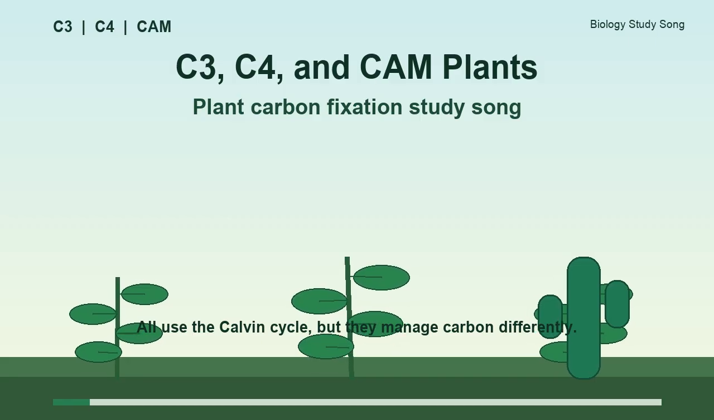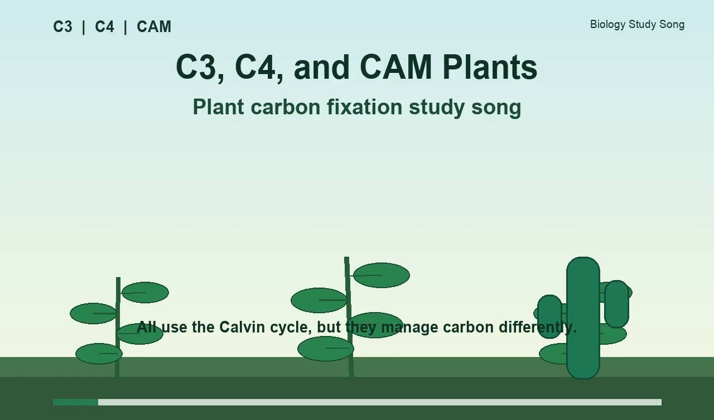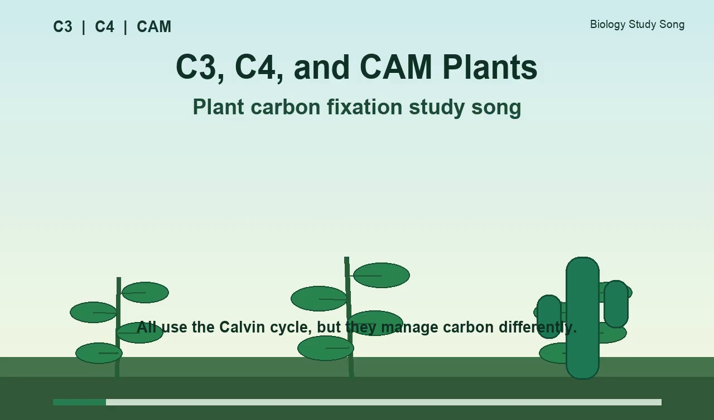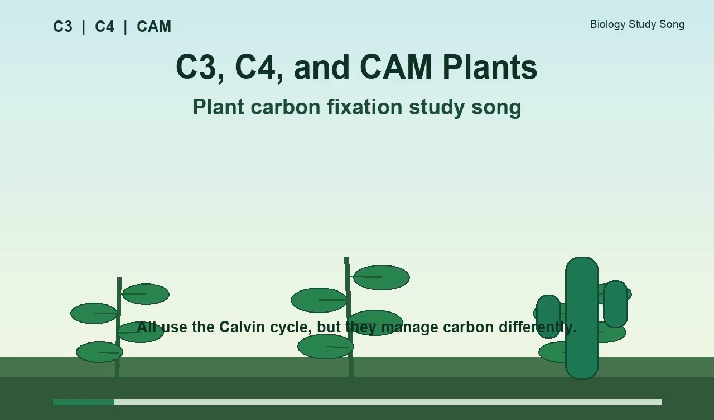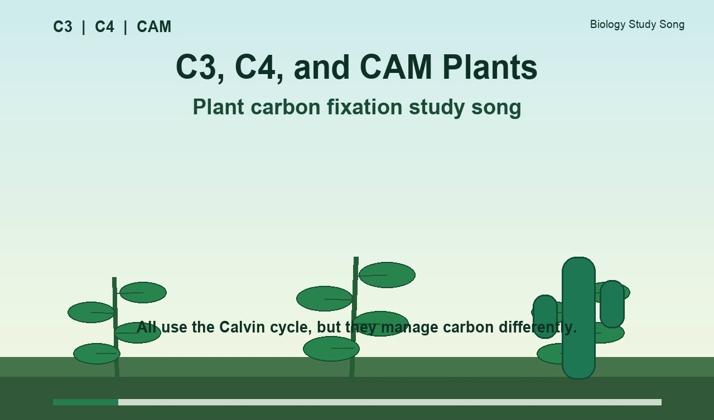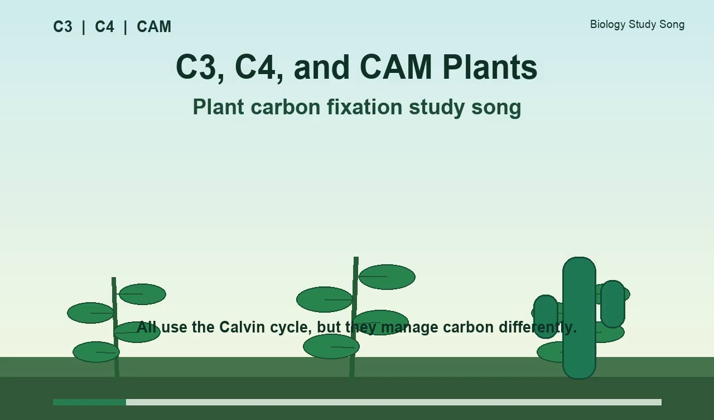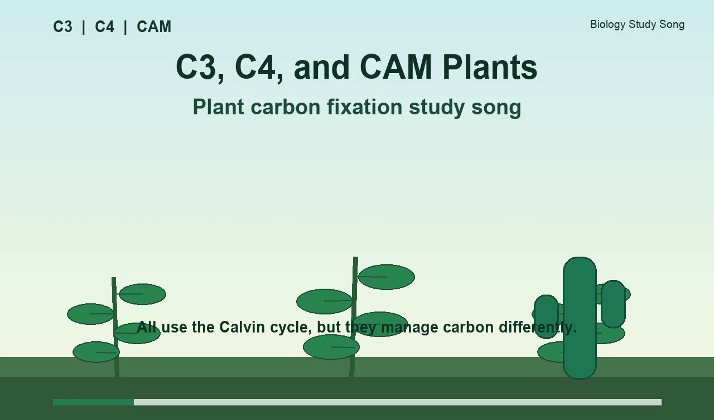The first stable product is 3-PGA. 3-PGA has 3 carbons, that is why the pathway is called C3. C3 plants use the Calvin cycle directly. Carbon dioxide enters through stomata. Rubisco adds carbon dioxide to RuBP, and the cycle can help make sugars.